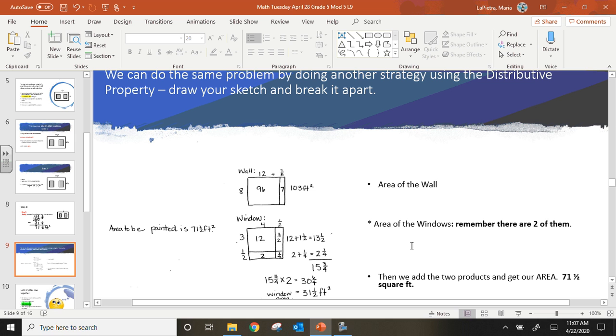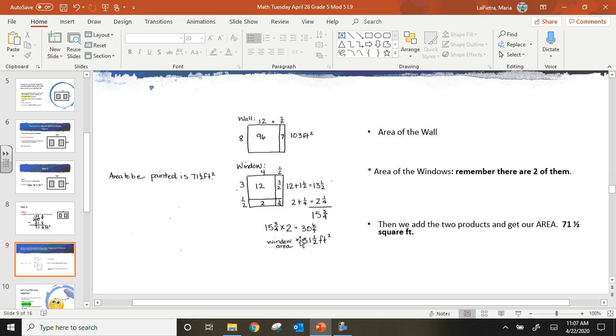Now the next part, area of the windows. Remember, there's 2 of them. So now we went ahead and did that, and we got what they did for this. They separated the 3.5 and the 4.5. And here are all of our products.